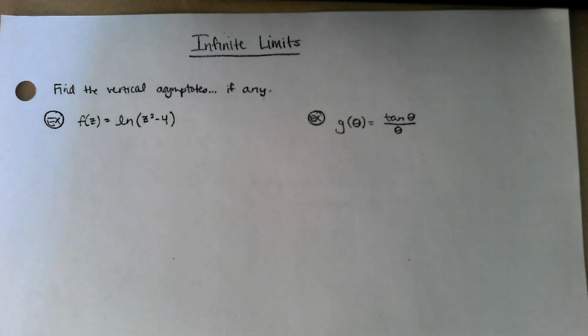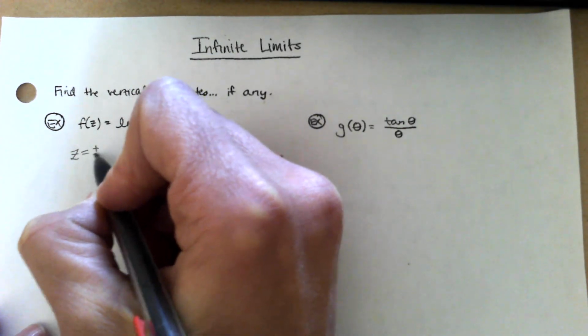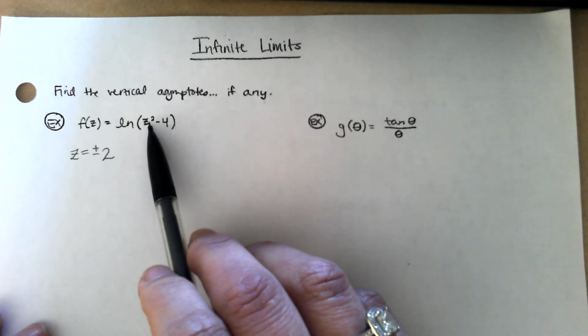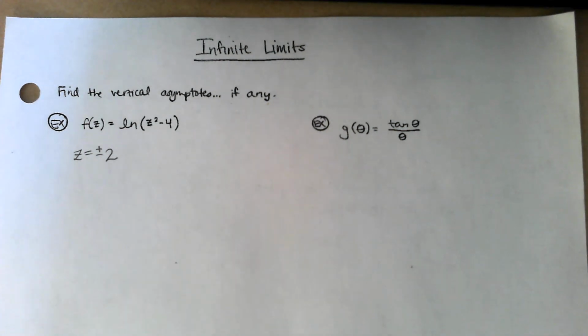Lexi, where do you think there are vertical asymptotes, if any, on the first example? Plus or minus 2. And what thought process led you to that? Because you can't take the natural log of 0. Okay, so we know that if z is 2 or negative 2, you'd get 4 minus 4, which is 0. You can't take the log of 0, okay? How do you know they're an asymptote versus just an undefined value?